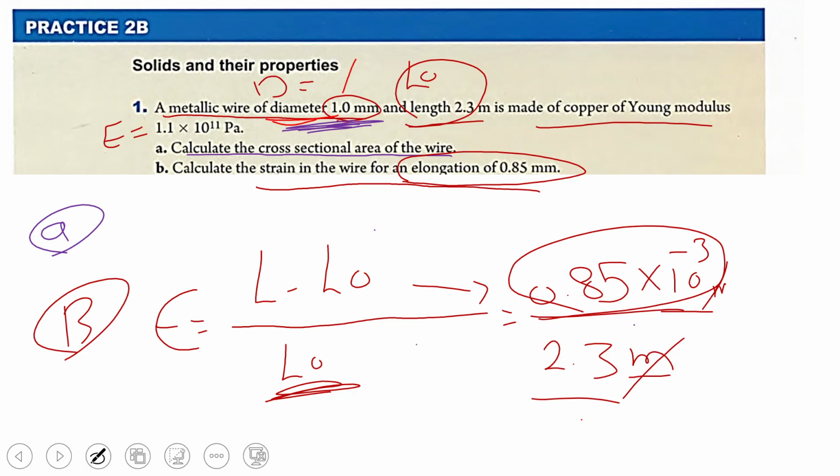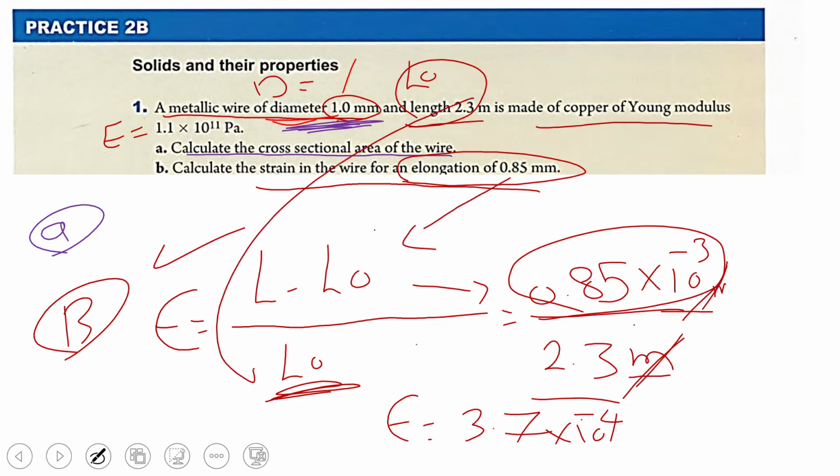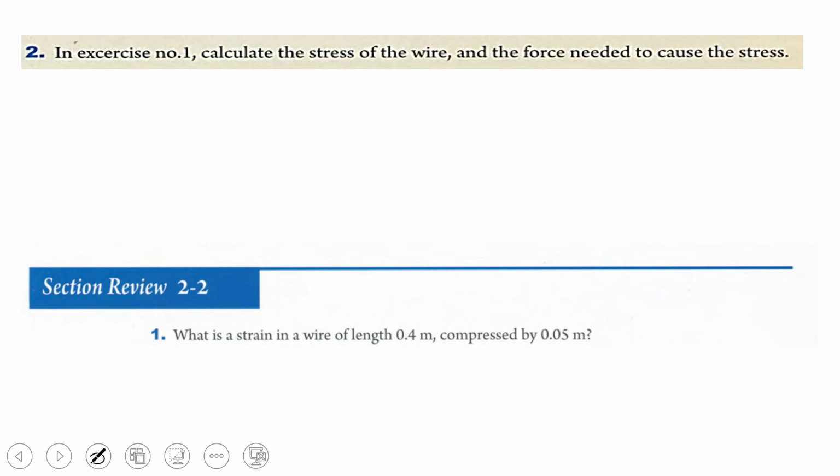The answer is strain equal to 3.7 times 10 power -4 without any unit, because we studied strain is unitless because both of the units will be cancelled. So guys, you'll use this rule, part B, find strain. We have elongation, and you have length too. Just be careful of the unit.